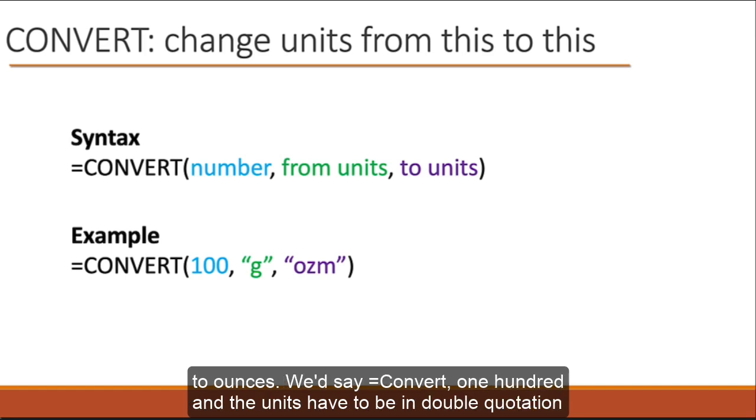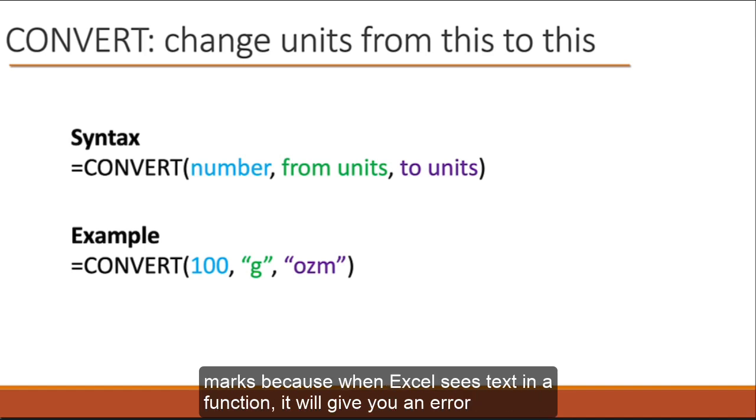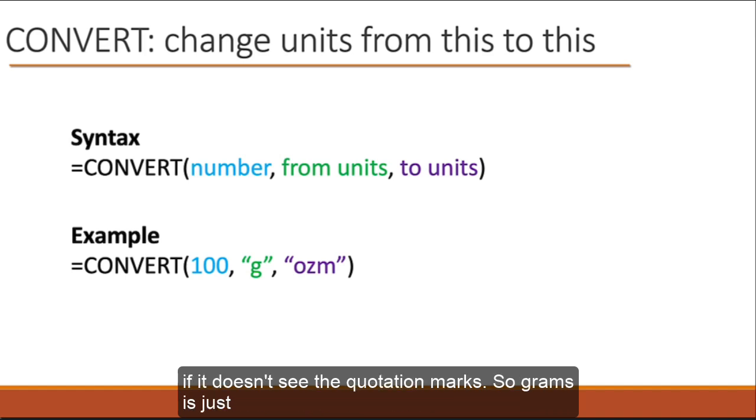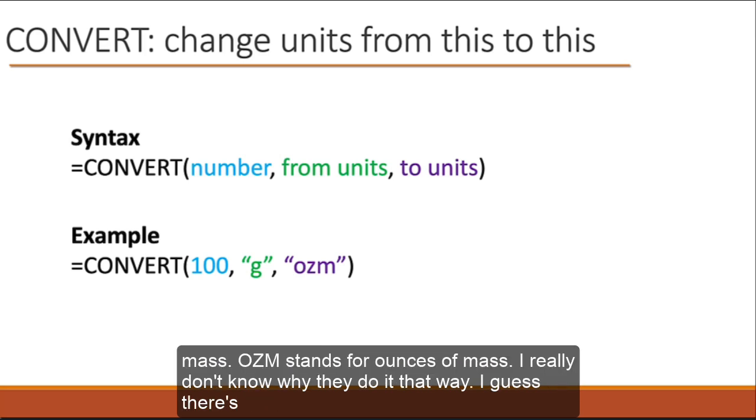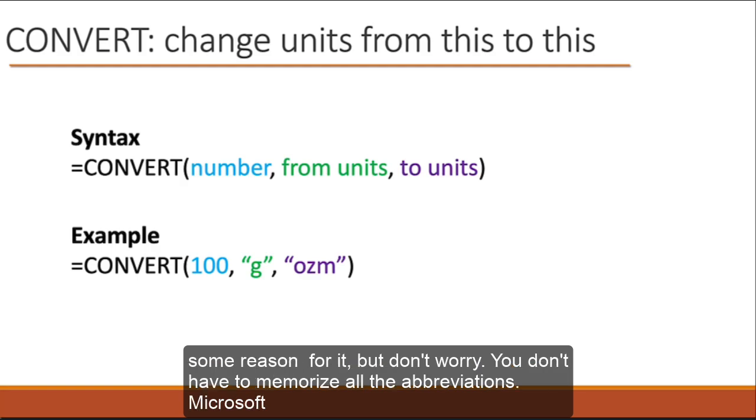We'd say equals convert 100, and the units have to be in double quotation marks because when Excel sees text in a function, it will give you an error if it doesn't see the quotation marks. So grams is just G, and then ounces is OZM. Why OZM and not OZ? The M stands for mass. OZM stands for ounces of mass. I really don't know why they do it that way. I guess there's some reason for it.